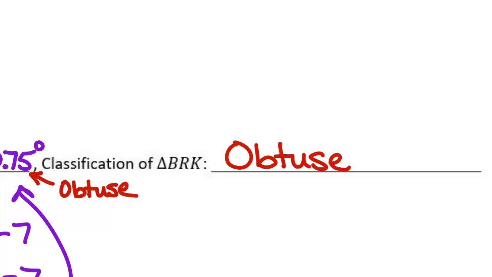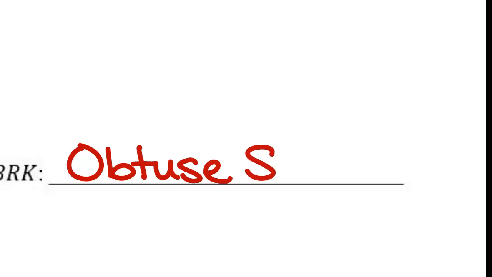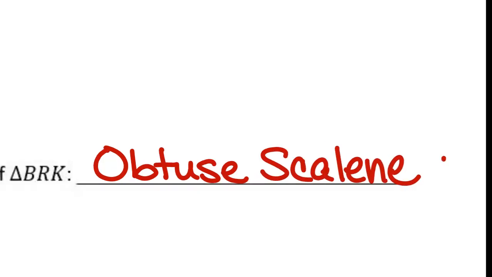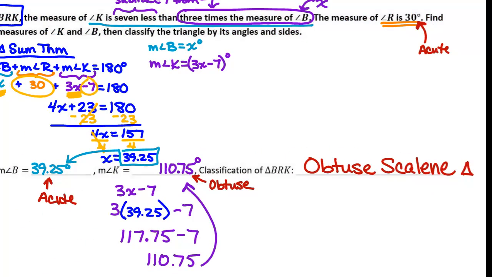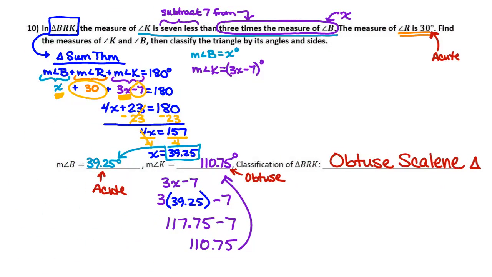Then I also have to classify it by the sides. My sides are either equilateral, where they're all the same, isosceles, where 2 of them are the same, or scalene, where none of them are the same. Scalene. How do we know? None of the angles matched. So none of my sides are going to be the same size as each other. This is an obtuse scalene triangle.